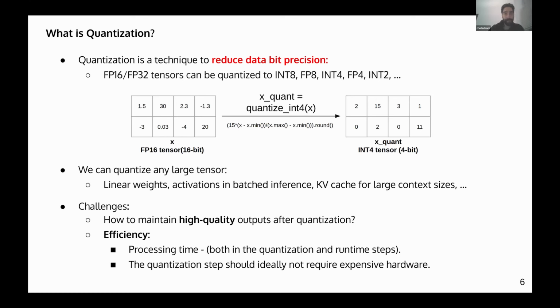Here, there are a couple of issues. The first one is once we quantize, because it's not a lossless compression, you lose accuracy. So we want to maintain high quality output after quantization. That would be a talk for quantization methods, which is not the topic of this talk, but the topic of this talk is efficiency. There are two things in terms of efficiency. When you're quantizing the models, you want them to be quantized faster. This is not the topic here, but once the models are quantized, we want to run them faster and more efficiently. To do that, we need to write custom kernels. And this is what I'm going to talk about later.